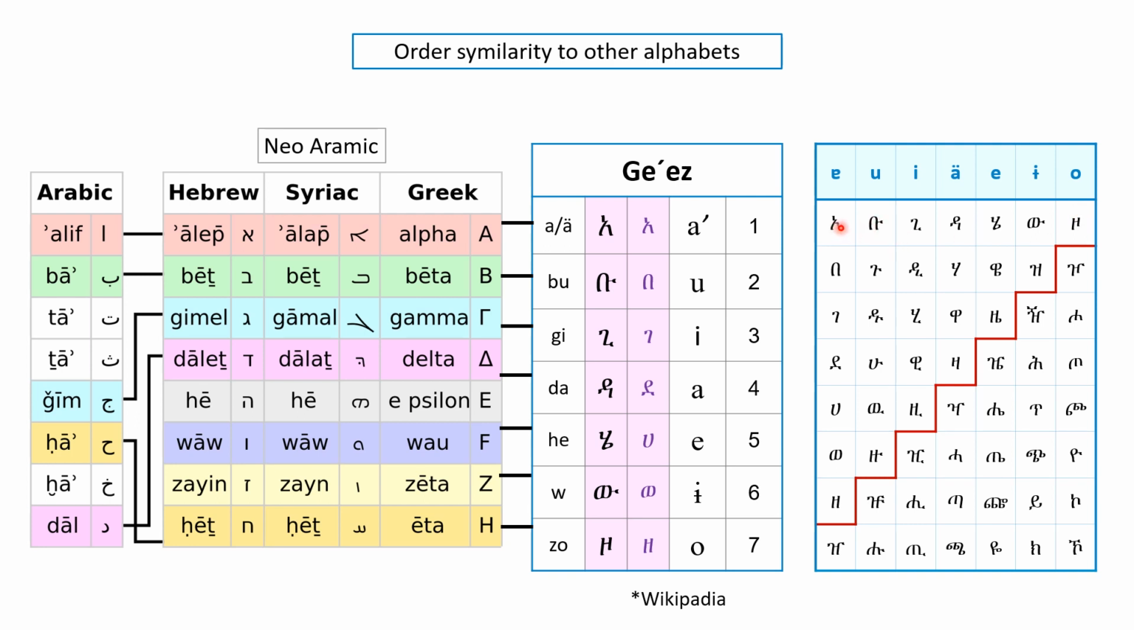Here are the different letters, not one group. Here are the one group letters: Z, Zu, Zi, Za, Zie, Z, Zo. Then we can see how Abugida is formed.